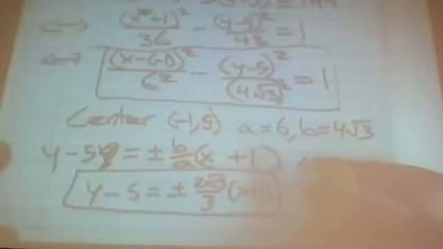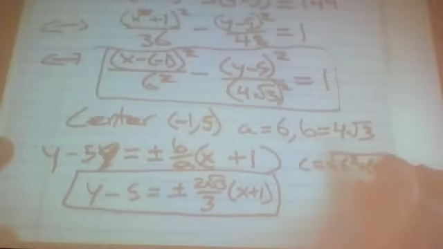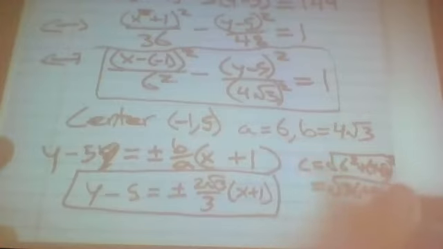Now, how about the foci? You have to calculate c for a hyperbola. c squared equals a squared plus b squared. So c equals square root of 6 squared, this time plus 4 square root of 3 squared. Well, this is the square root of 36 plus 48. Square root of 84. Let's see. So it's 21. Yeah, it's 2 square root of 21.